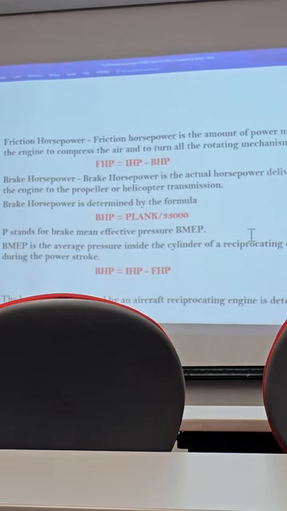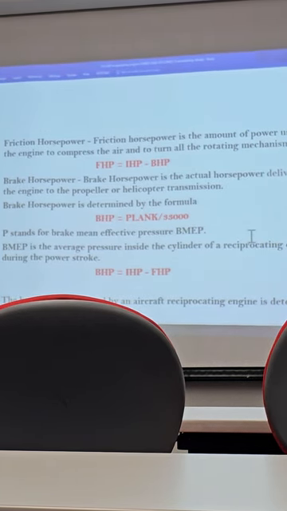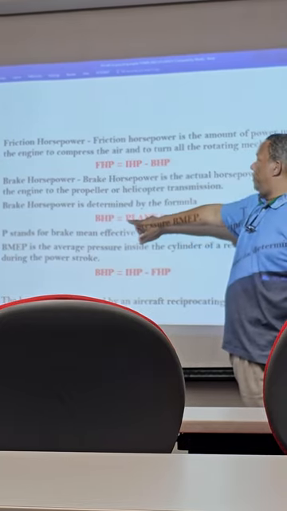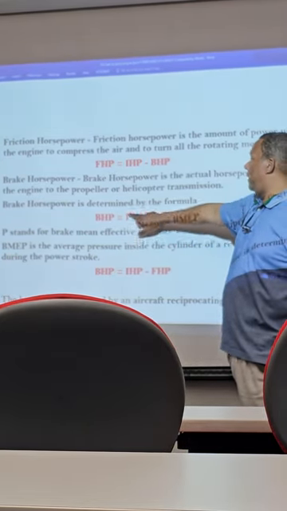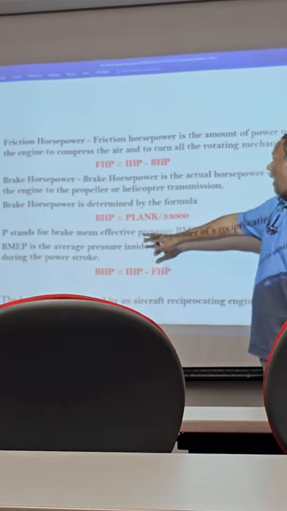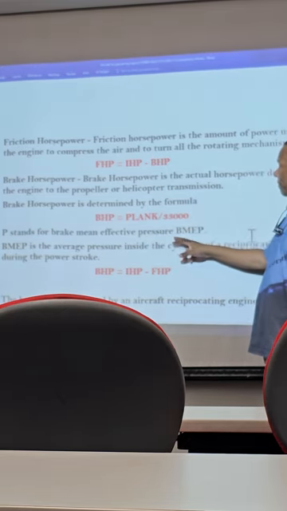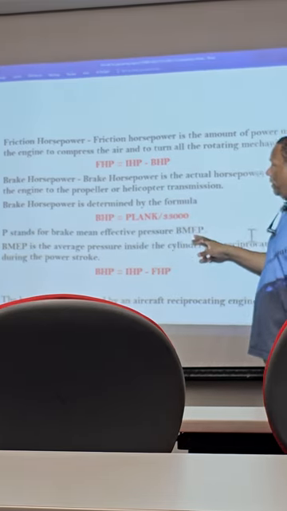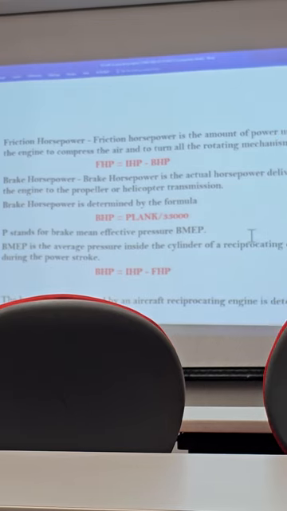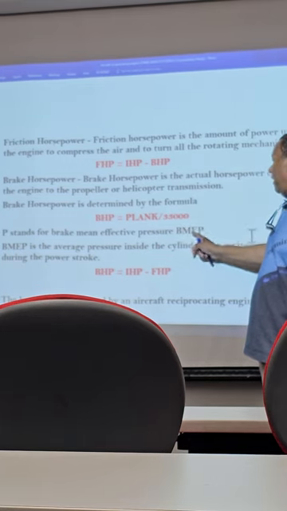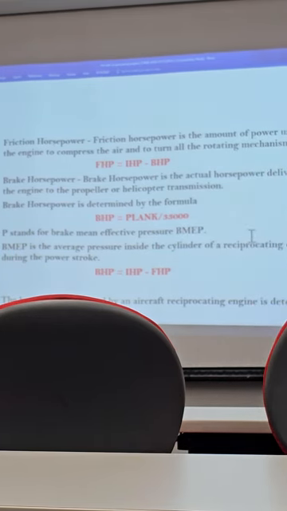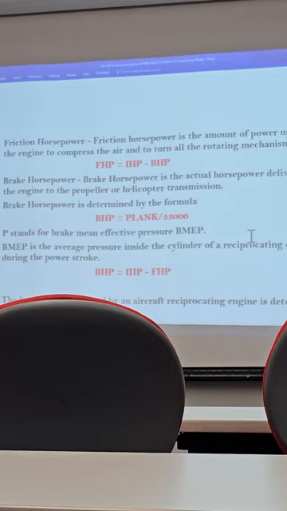Well, there is a relationship between the average pressure inside the cylinder and the mean effective pressure. Okay? Mean effective pressure, well, this is mathematics, it's like some sort of average, but more precise. And this brake mean effective pressure has a relationship with the manifold absolute pressure.